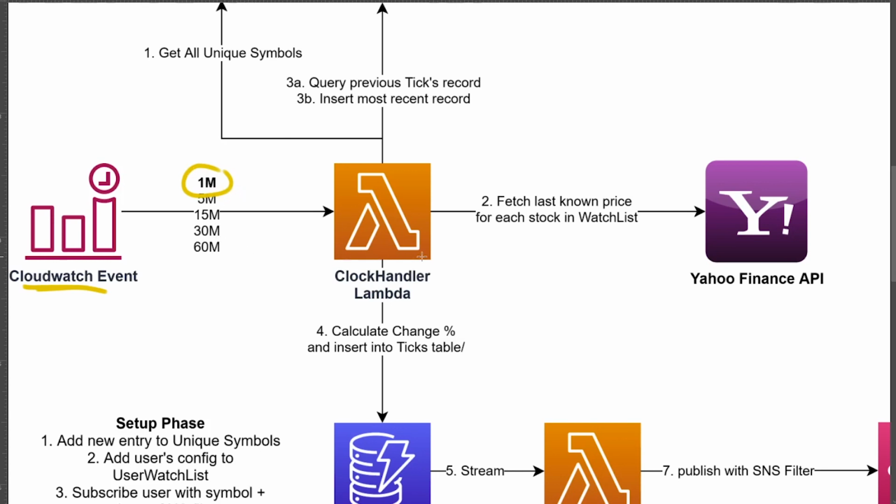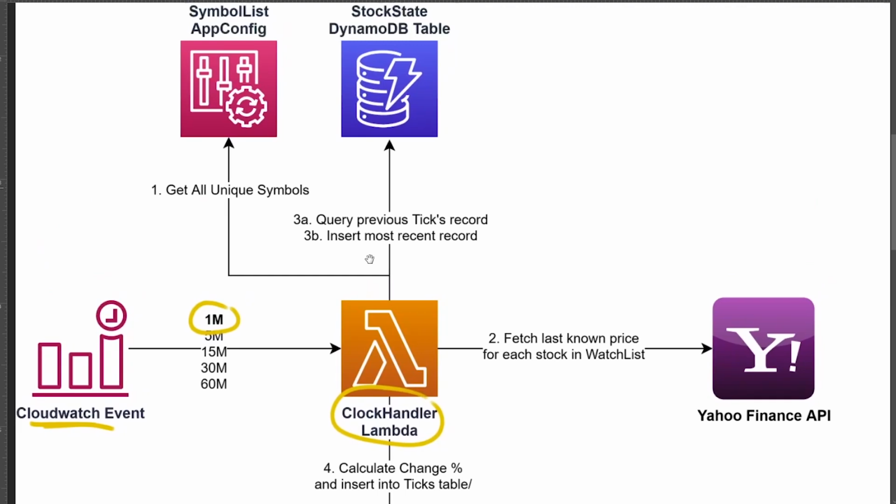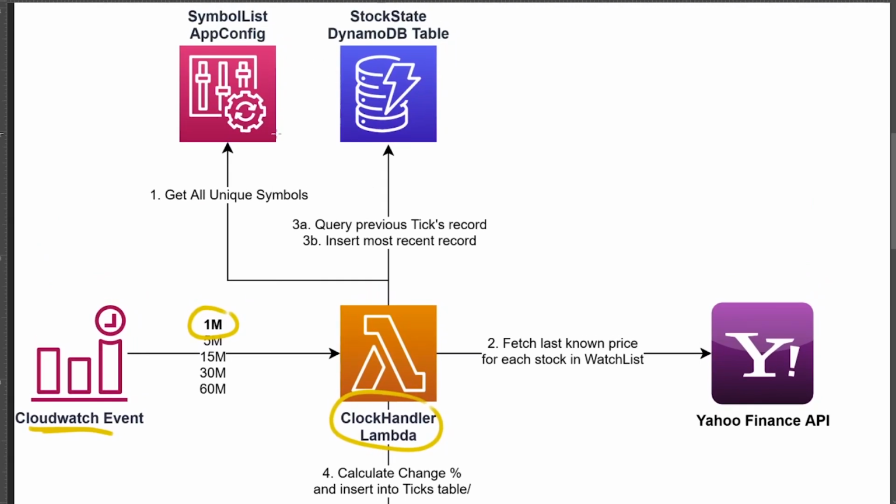All right, so the heart of the system here is something that's called the clock handler lambda. This thing is going to be responsible for receiving these tick events from CloudWatch over here. And the first thing that this handler lambda is going to do is query AppConfig. It's going to go up here to my symbol list AppConfig, and it's going to get all unique symbols that are registered in the system.